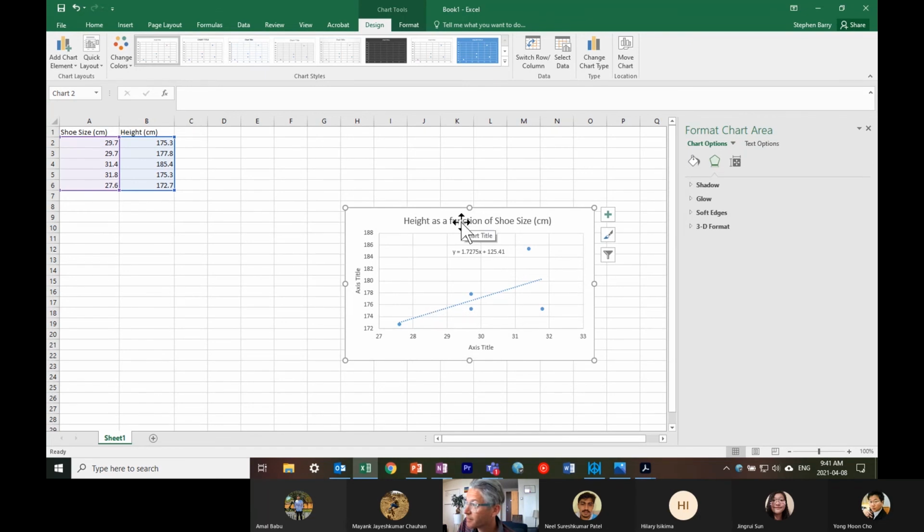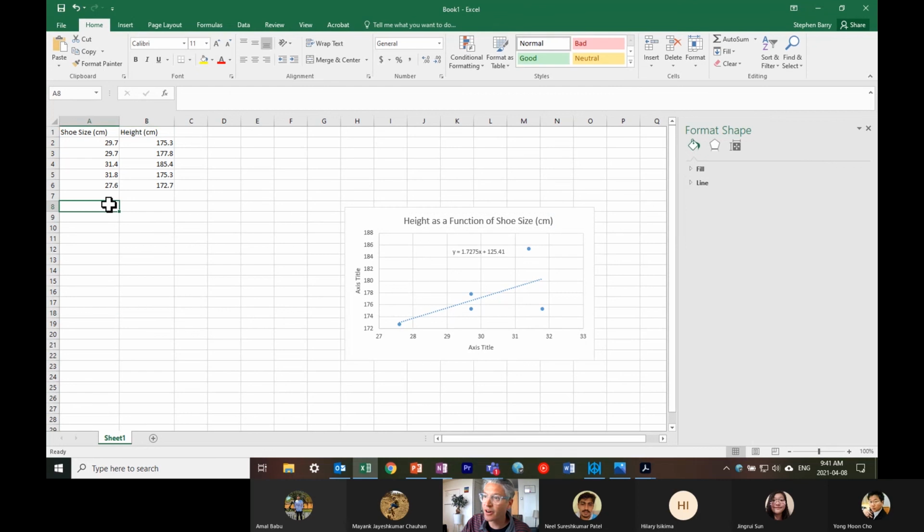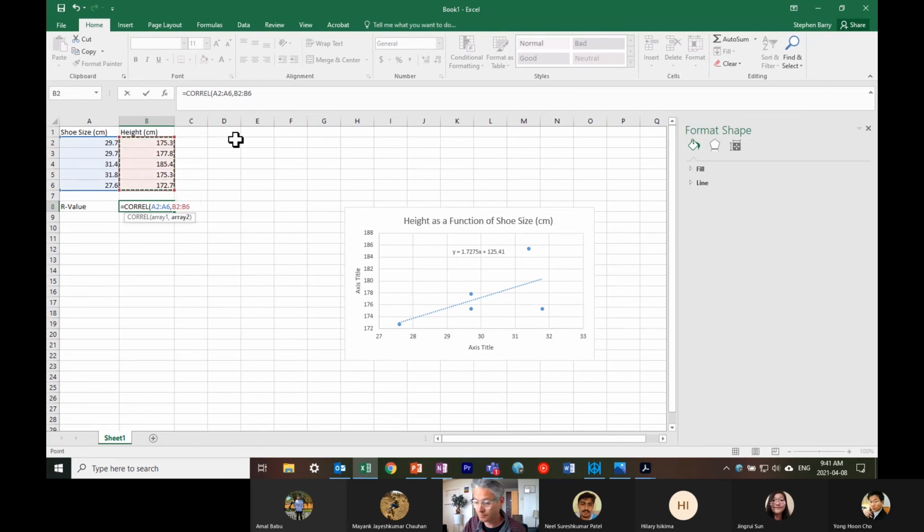So that's nice, but so that's cool. We have the equation. Now, how do we figure out the R value? Well, to figure out the R value, all you have to do here is say equals correlation, correl. And then here we'll get the R value. So 0.59. So that 0.59 is a weak value, right? I would call this very weak at best.